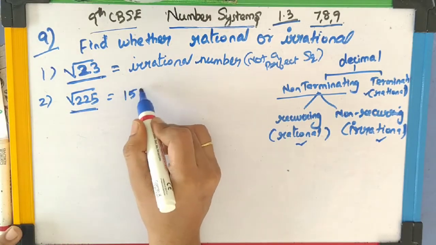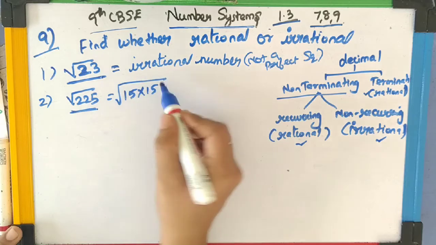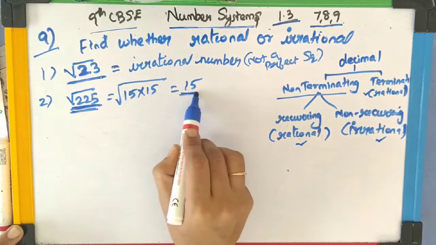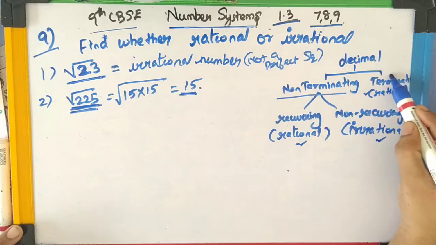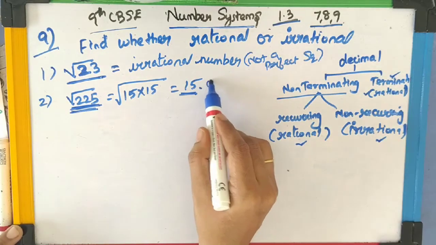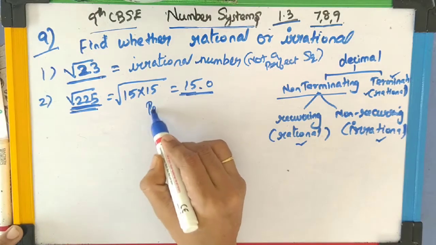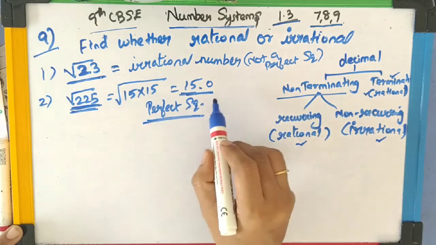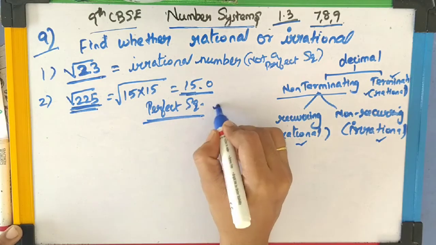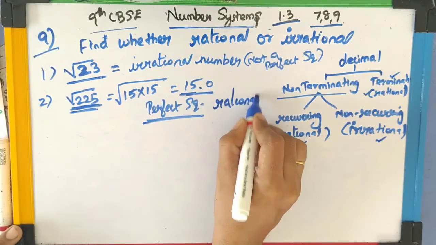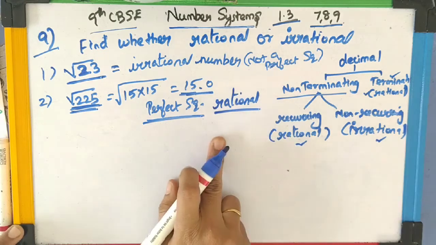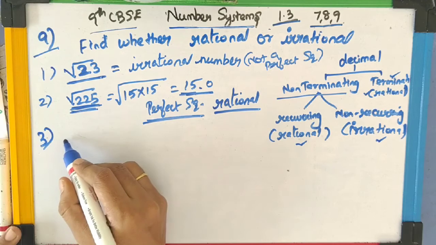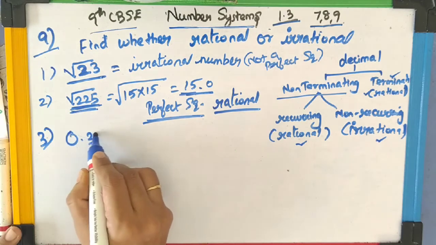Now, what is square root of 225? Is it a rational or irrational number? Square root of 225 is 15. That is 15 squared is 225 and square root of that number is 15. So it is a terminating decimal. So it is a perfect square, a rational number. Say 15 can be written as 15 by 1, and it is terminating, so it is a rational number.